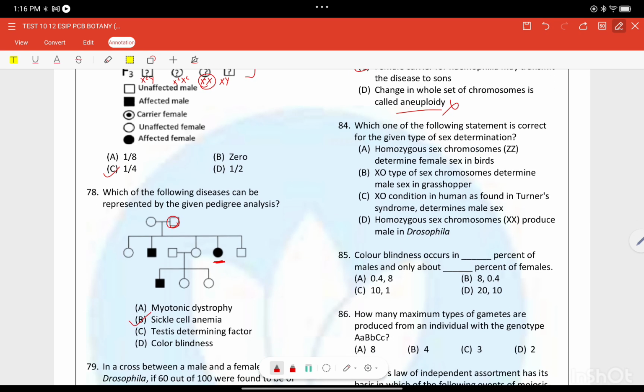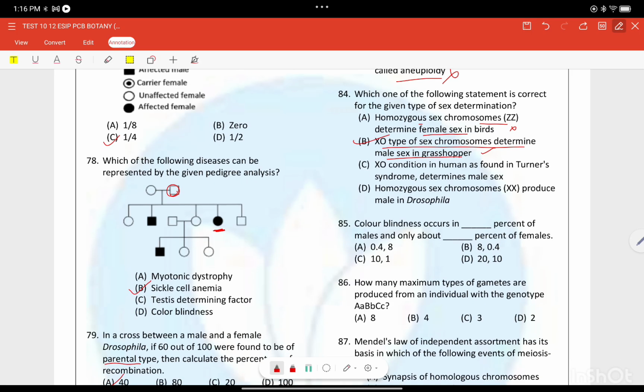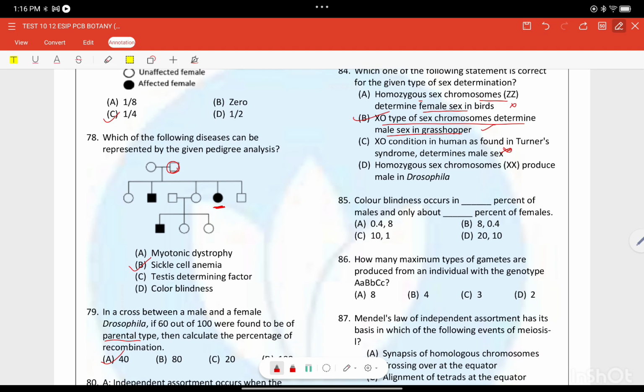Which one of the following statements is correct for the given type of sex chromosome? XO type of sex chromosome determines the sex in grasshopper. It is for insects. That statement is correct. Homozygous sex chromosome determines female sex in birds. That is incorrect. The male heterogamety is seen in birds. XO condition in human, that is also incorrect. It's found in Turner syndrome. Determine male sex? It is for females, XO condition. Homozygous sex chromosome XX produces male in Drosophila. It is for female only. So this is also incorrect.